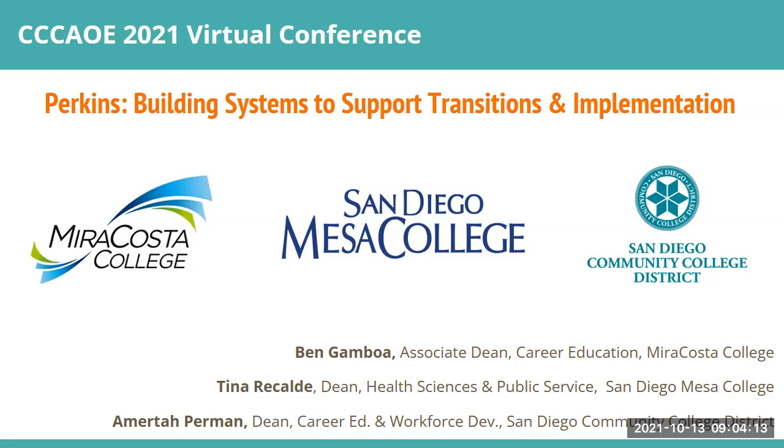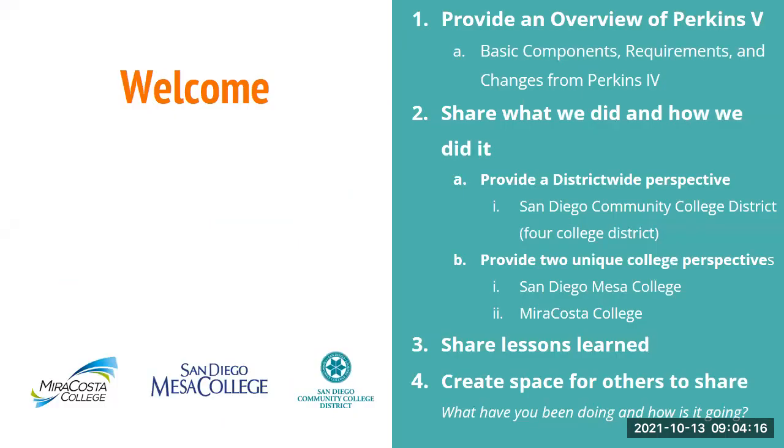So we are here to talk about Perkins. We're going to provide you with a brief overview of Perkins, hitting just the highlights, basic components, requirements, and changes from Perkins 4 to 5. Then we'll share what we've been doing to adapt to these changes, implement the requirements of Perkins 5, and what we've been doing to try our best to make these changes meaningful and to create systems, tools, and resources to support the changes. We'll also share some lessons learned and create space for you all to share how things are going, and we can use time at the end for also Q&A. So without further ado, let's get started on the basics.